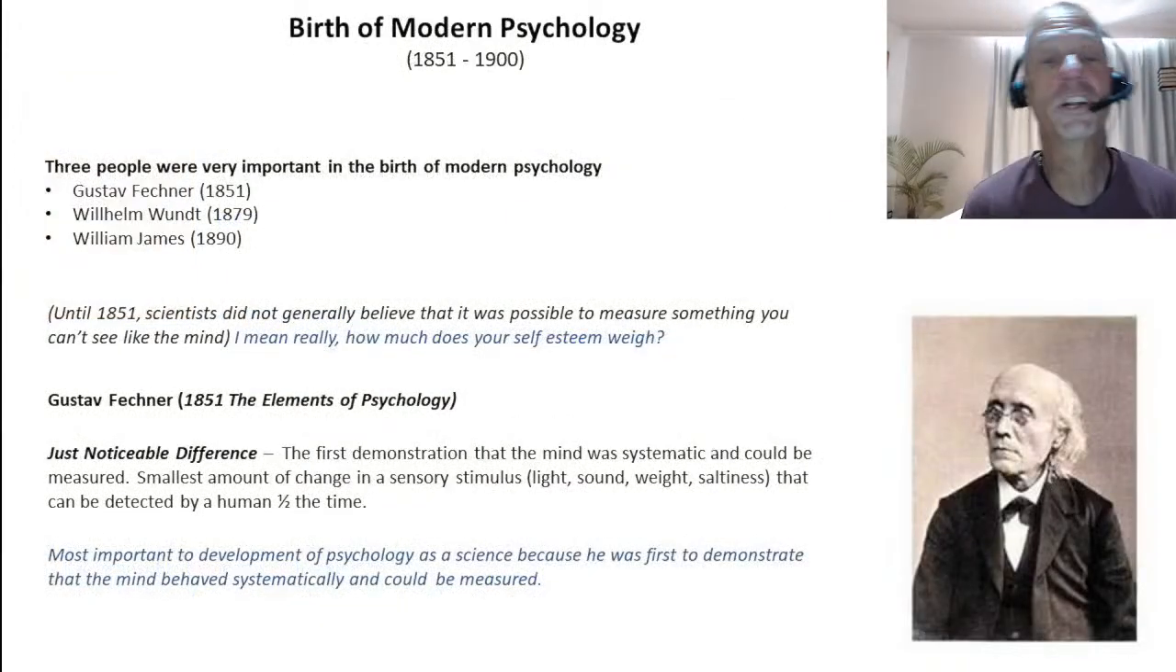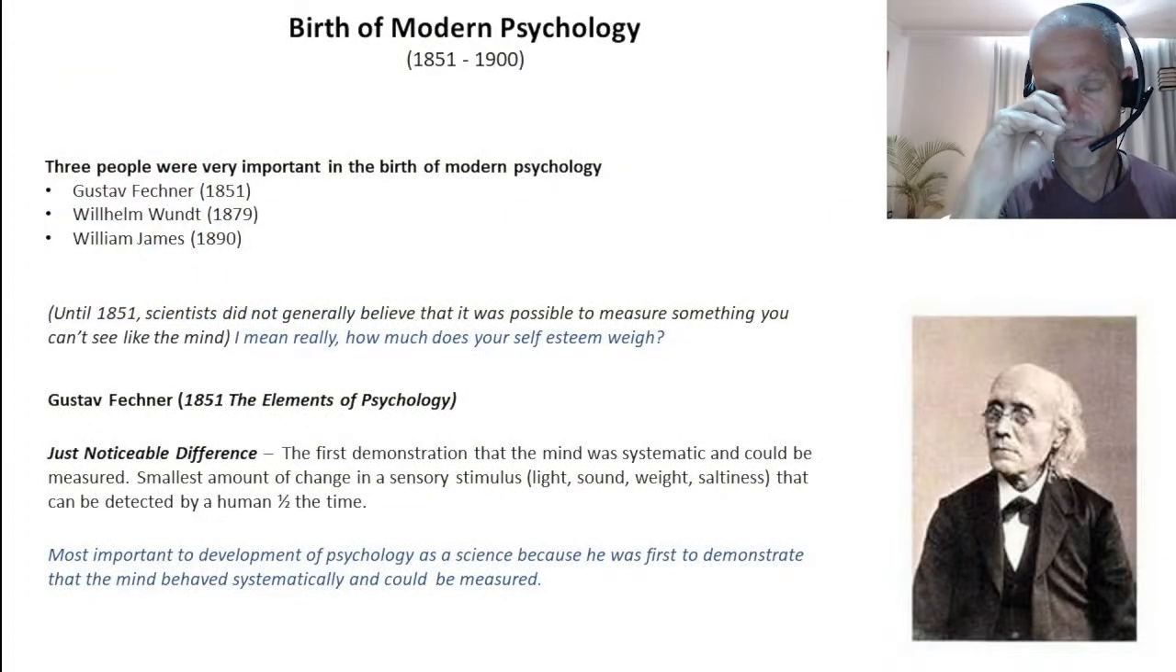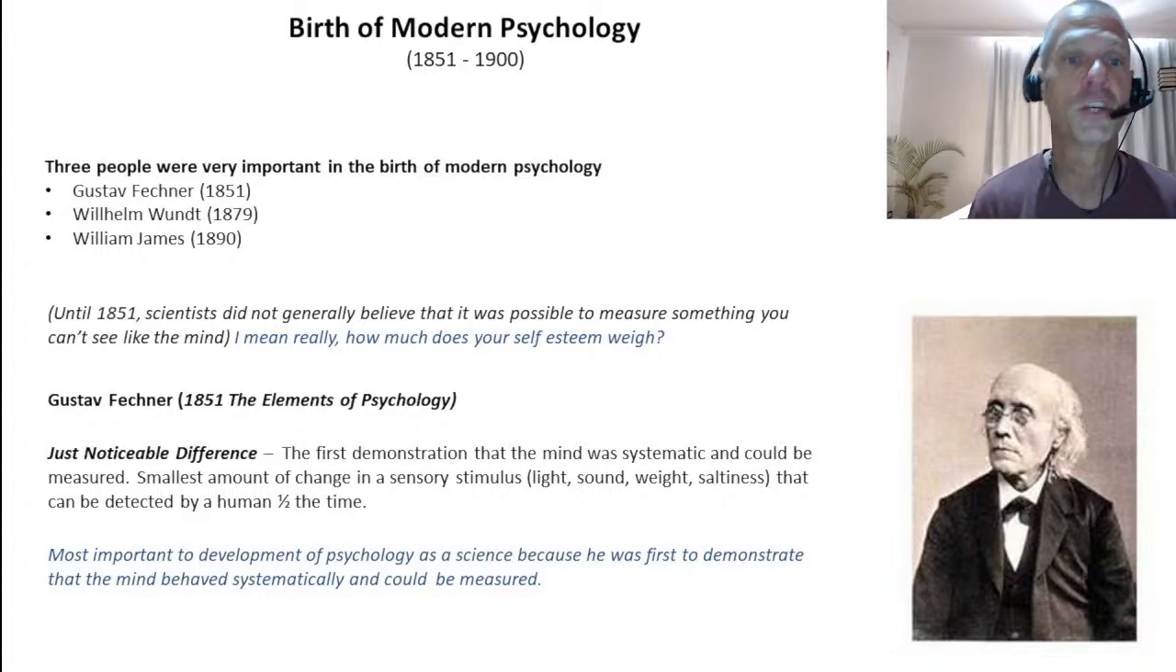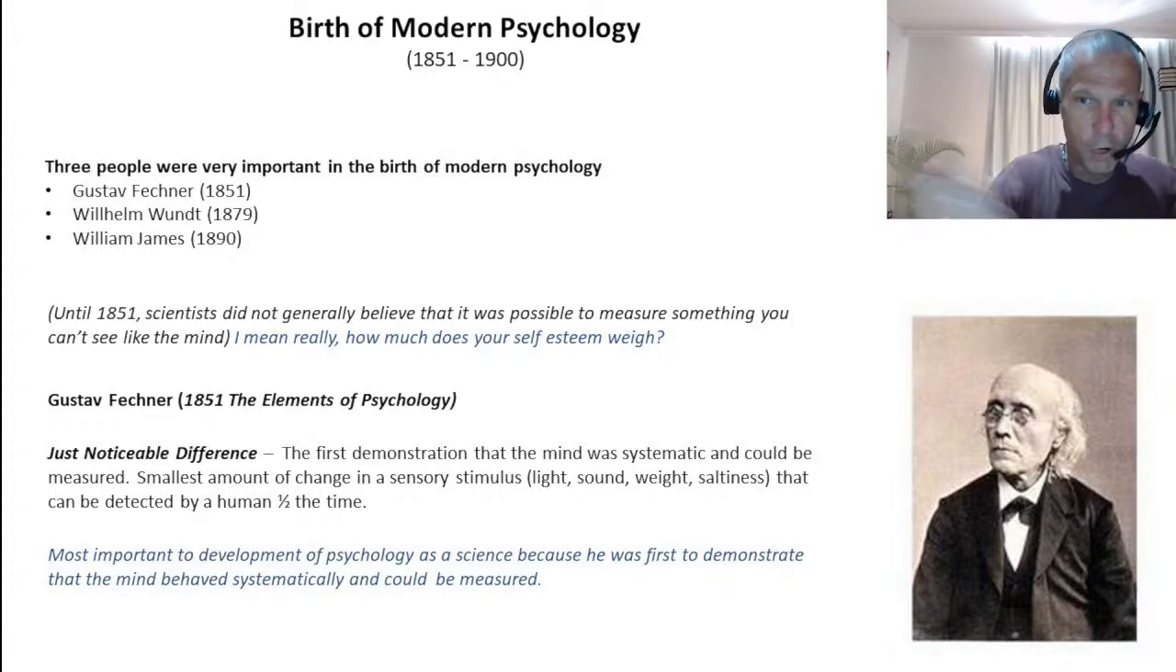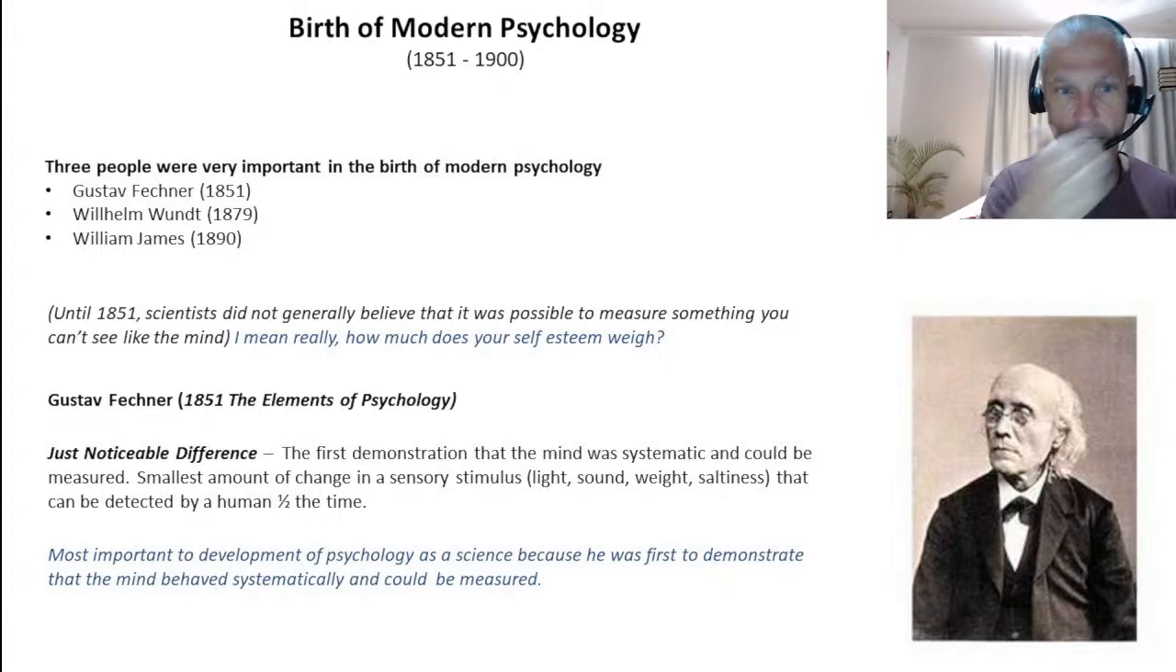Right? So we're going to talk about the birth of modern psychology. We're going to talk about one man in particular, and I'm going to tell you about two other people who were very important in the development of psychology. So if we go back into the last half of the 19th century, 1850 to 1900, that's sort of the birth of psychology, if you will.